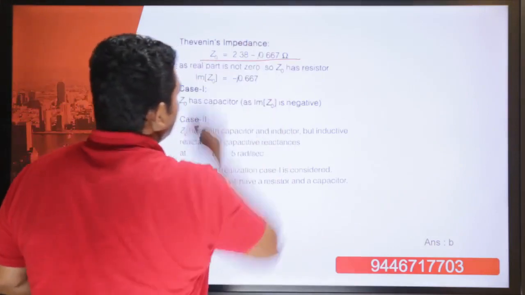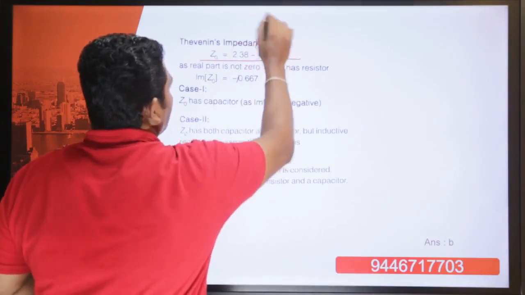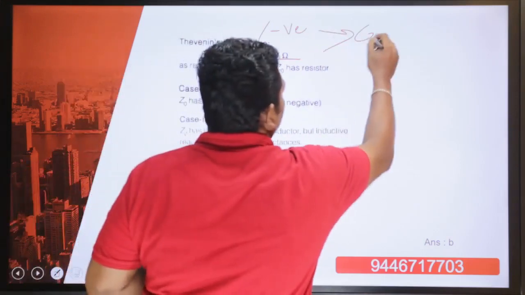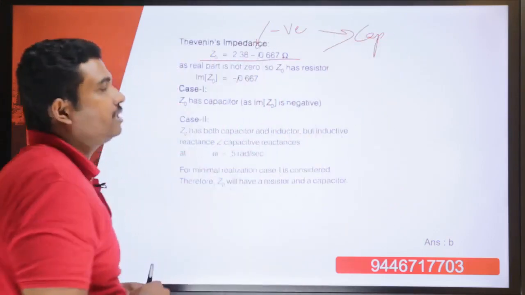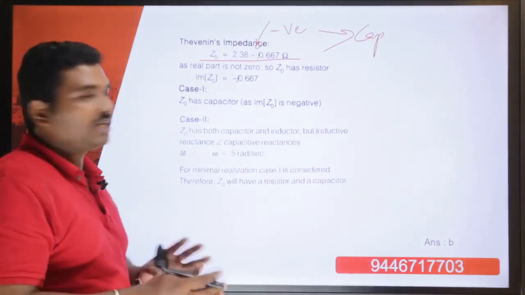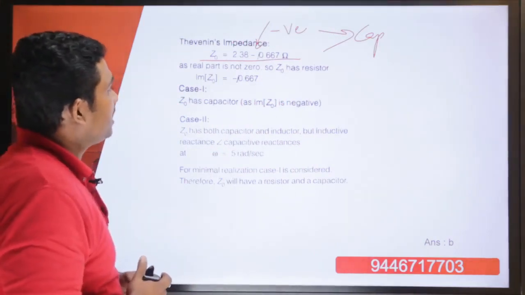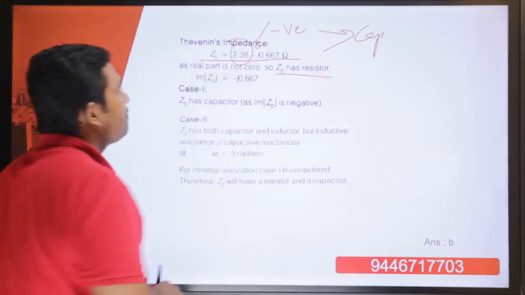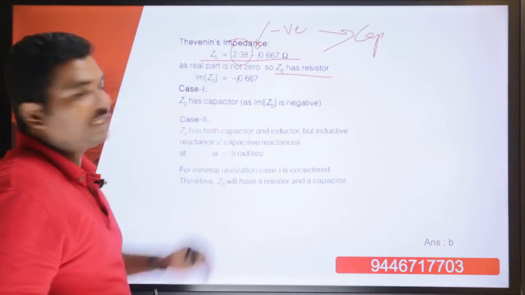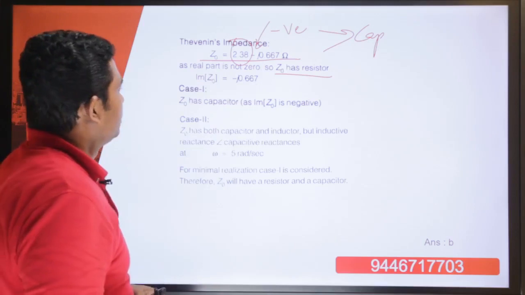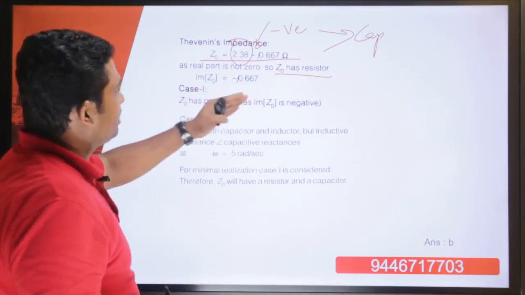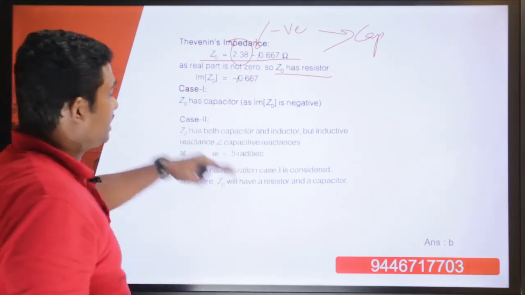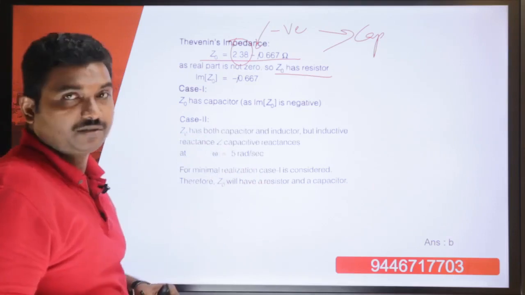So the Thevenin impedance is this. Here you have to understand that the imaginary part is negative. Imaginary part is negative means it is predominantly capacitive. So that means XL minus XC is predominantly XC. As the real part is not 0, since the real part is there, we must have a resistor. And the imaginary part is minus j 0.667. So case 1, since it is negative, it must have a capacitance. Case 2, it will have both capacitor and inductor, but the XL value will be lesser compared to the capacitive reactance.